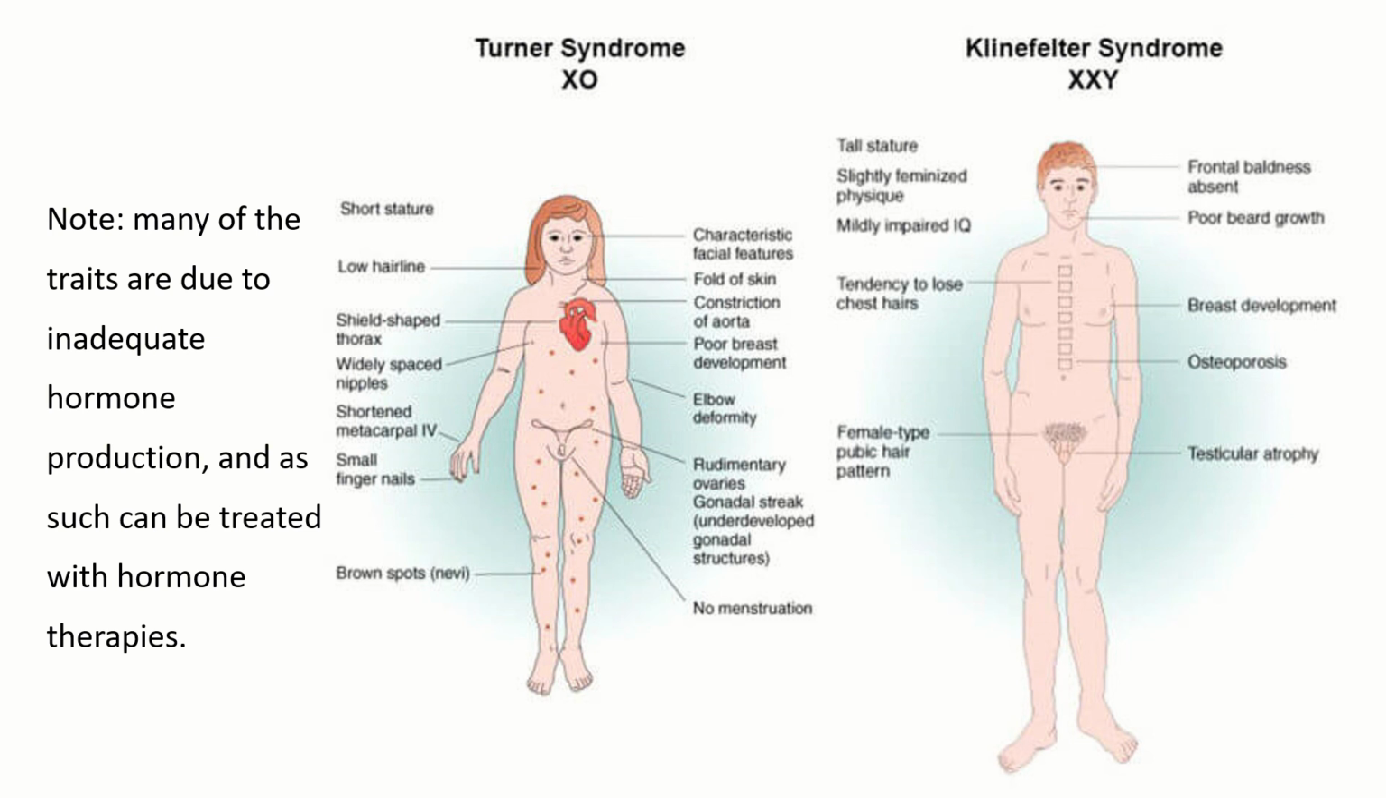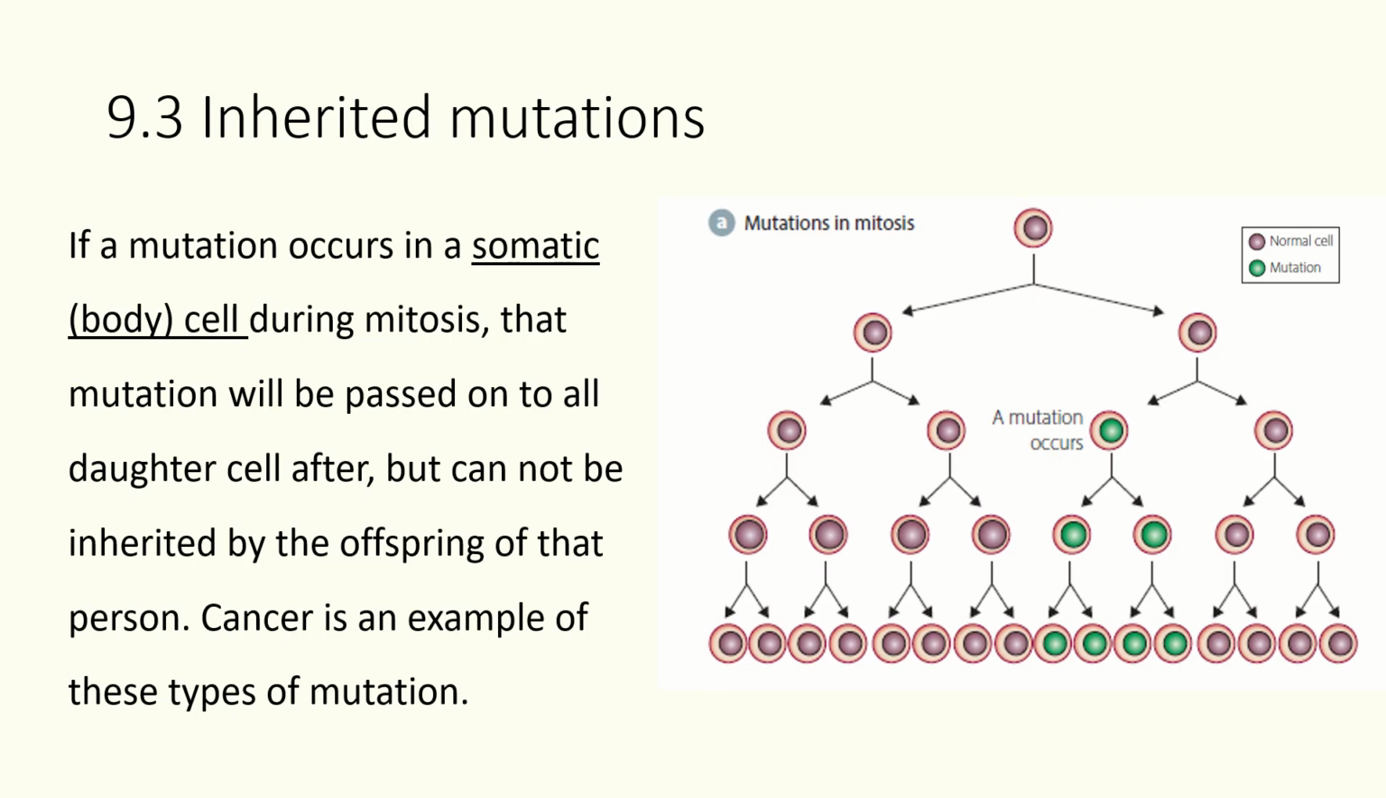Last thing to go over is looking at the inheritance of these mutations. So it's important to know that any mutation that occurs within a somatic or body cell cannot be passed on. So if I get skin cancer, that's a mutation in my skin cells. I can't pass it on to my children because that occurs in a somatic cell. The only genetic code that I'm passing on to my children comes from my gametes, which are the result of gametogenesis, meiosis, occurring within testes or within whatever gonads a person tends to have.